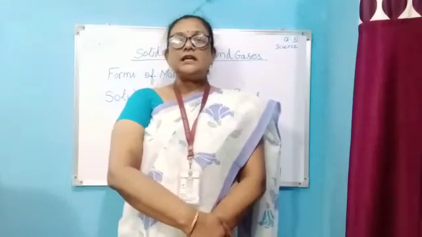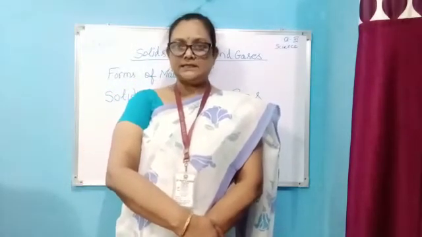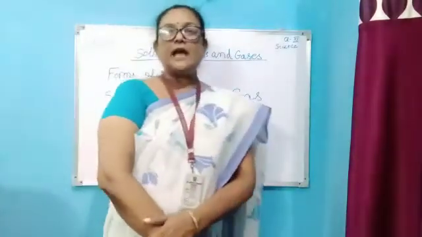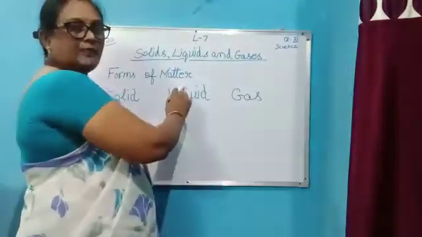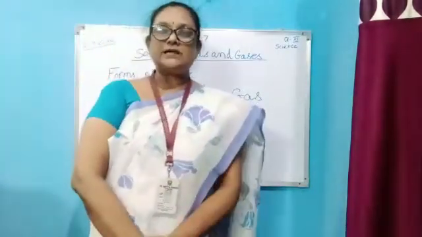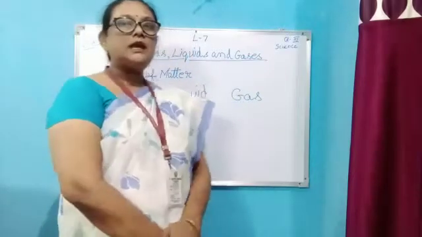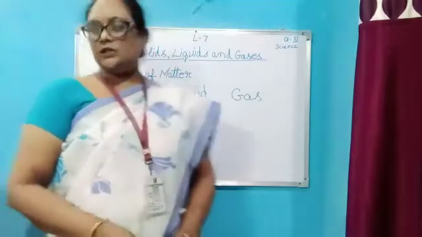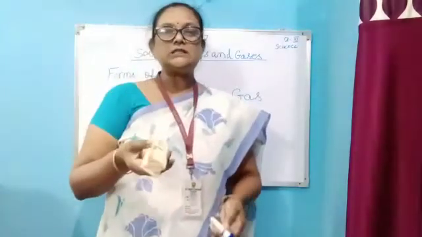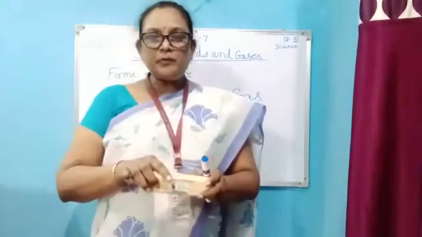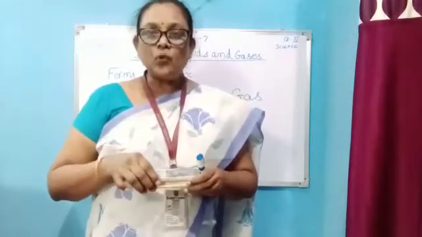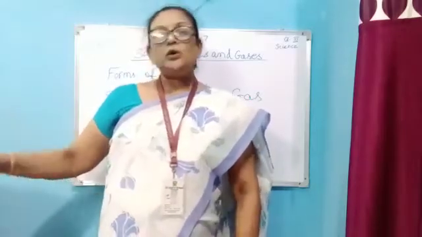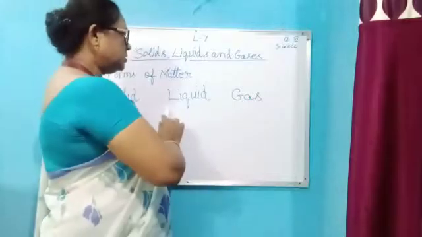Last time we had started lesson 7, solids, liquids and gases, and I was teaching forms of matter. There are 3 forms of matter: solid, liquid and gas. Solid I had explained to you last time. Solids are hard, they have a fixed shape, and they cannot be broken unless we apply force on them, and they do not change shape. Now today we will read about liquid.